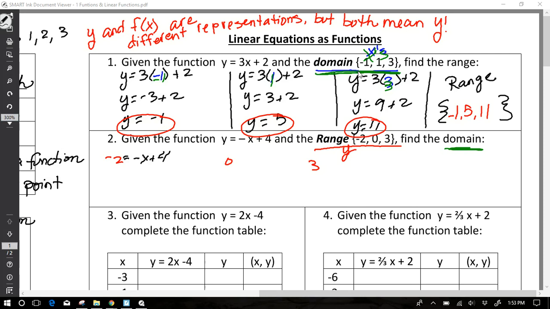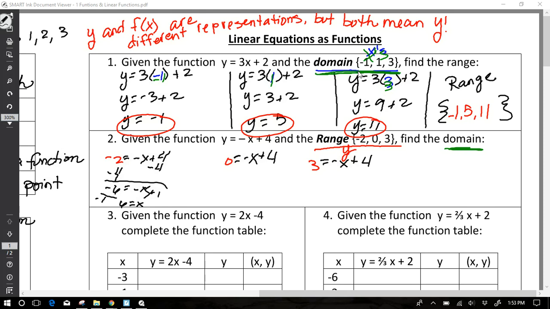-x plus 4 equals -x plus 4 equals -x plus 4. And let's go ahead and simplify all of these. Subtract 4 to get the x by itself. Gives me -6 equals -x. And then remember, you would divide by -1. Divide by -1. So 6 equals x.